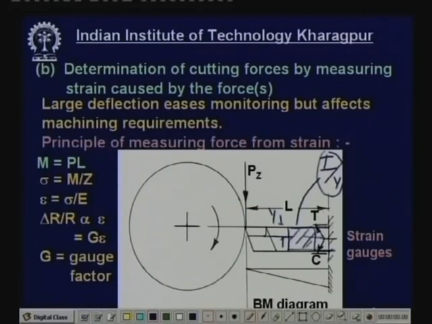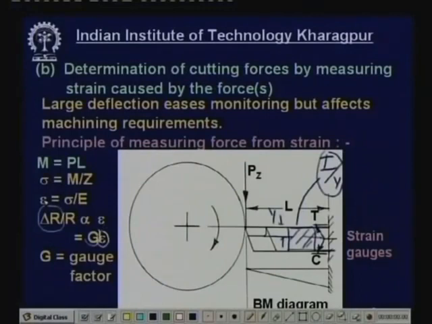How? The change in resistance delta R for a given resistance R will be proportional to the strain that will occur. So it is equal to the constant of proportionality multiplied by strain. So the change in resistance is proportional to strain. And what is this constant of proportionality G? This is called gauge factor. This is a physical property of the strain gauge. Delta R by R divided by epsilon, that is called gauge factor, is a property.